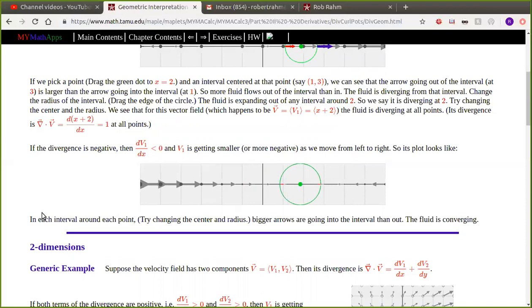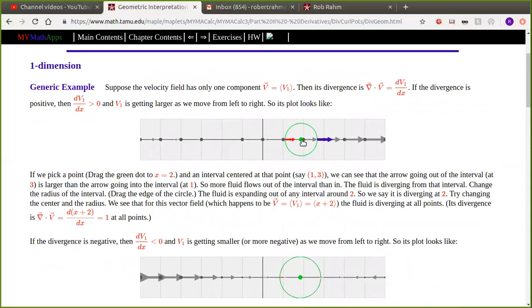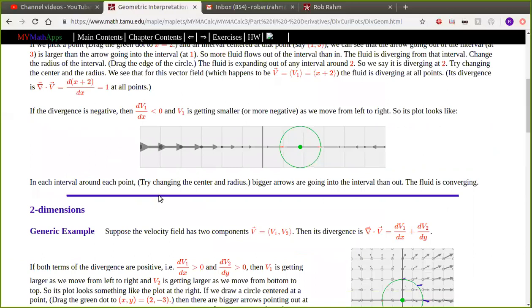Now if we come down here, at least in one dimension, what the divergence tells us is this: if the divergence at a point is positive, then for a small interval around that point, there's more fluid flowing into that interval than there is flowing out. Sorry, I said that backwards. If the divergence at a point is positive, there's more fluid flowing out of the interval than flowing in. And it's opposite if the divergence is negative. If the divergence is negative at a point, then in some small interval around that point, there's more water flowing in than flowing out.